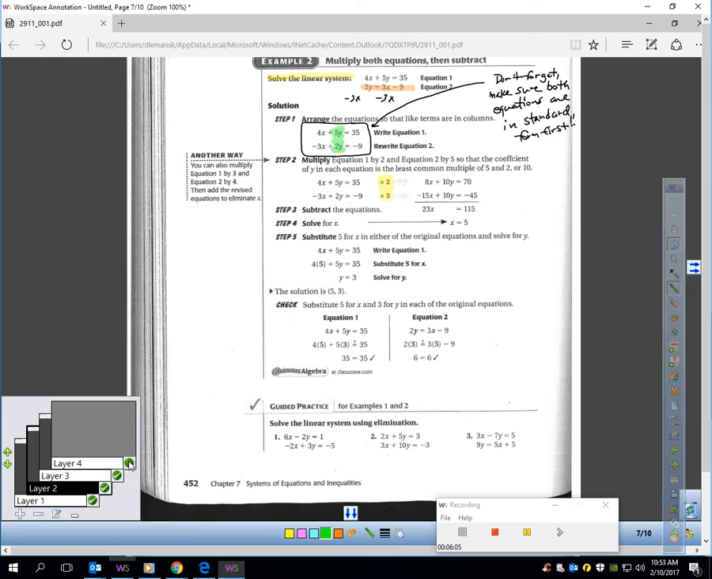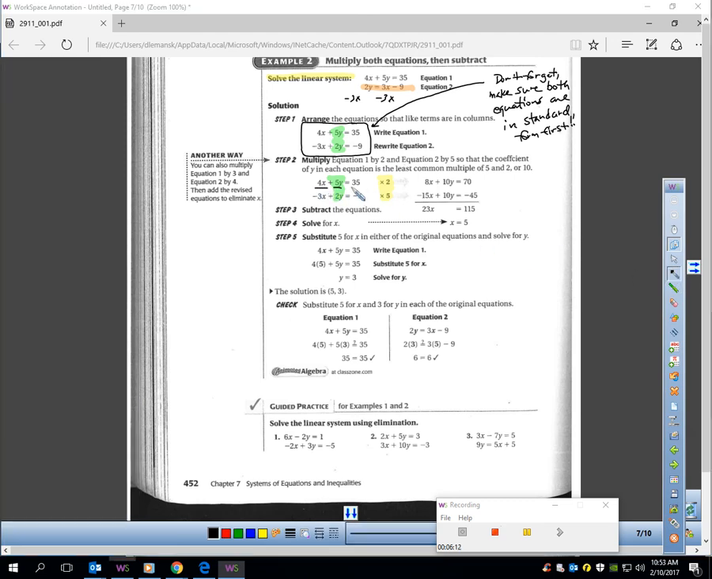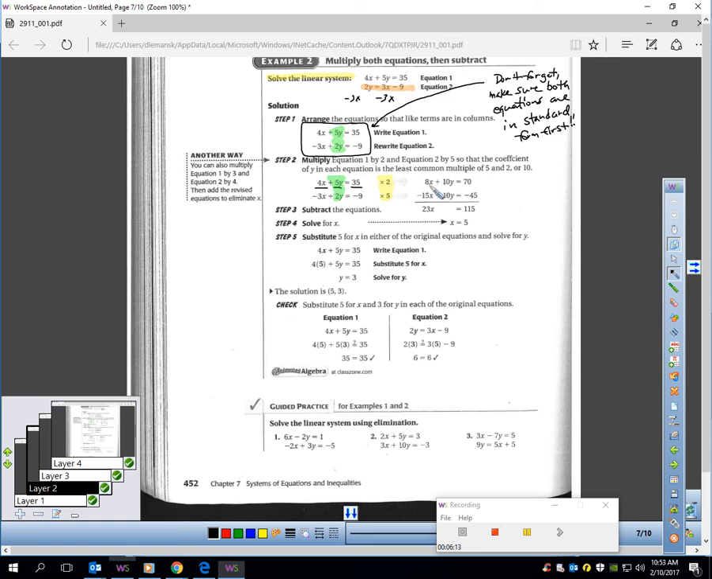So here's the thing, got to be careful. Don't forget, we got to multiply every term in the first equation by 2. That's why we have 8x, 10y, and 70. And you must multiply every term in the bottom equation by 5. That's why we have negative 15x, 10y, negative 45.